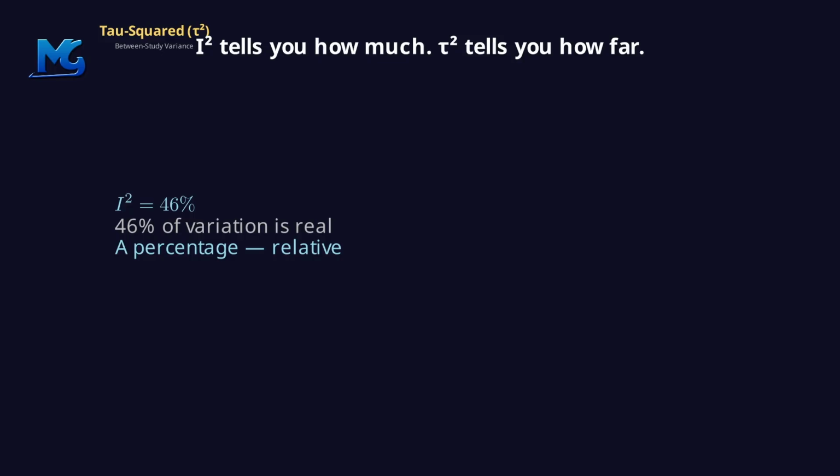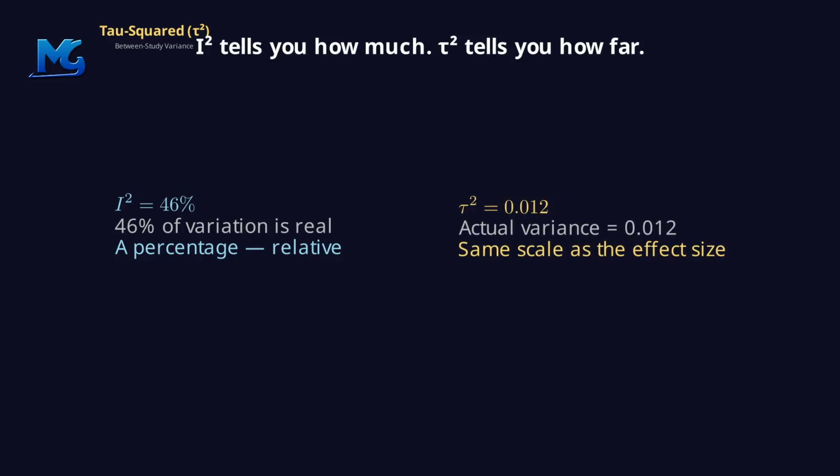Now you might already know I-squared. It says 46% of the variation is real, not just noise. But that's a percentage. It's relative. Tau squared goes further. It gives you the actual variance, 0.012, and it's on the same scale as the effect size itself. So I-squared tells you how much of the spread is real. Tau squared tells you how far apart the studies actually are.